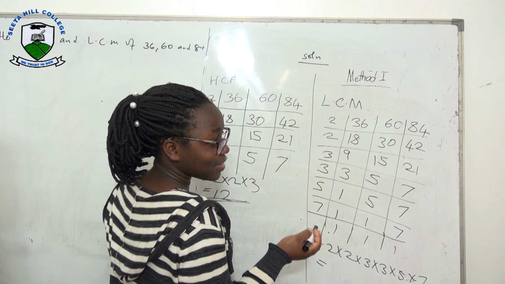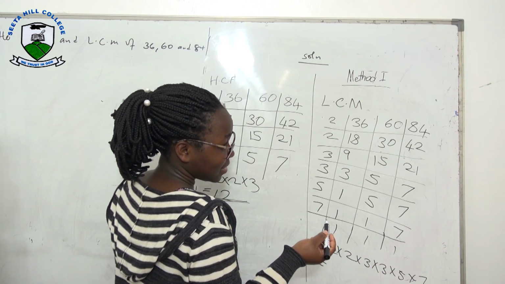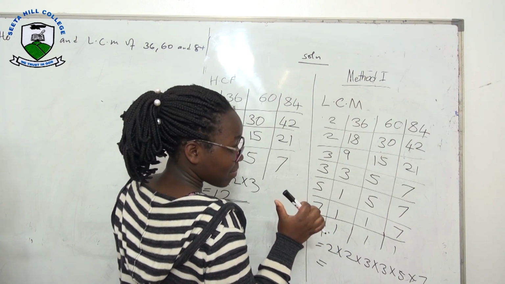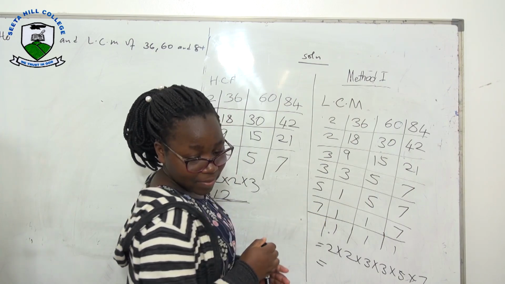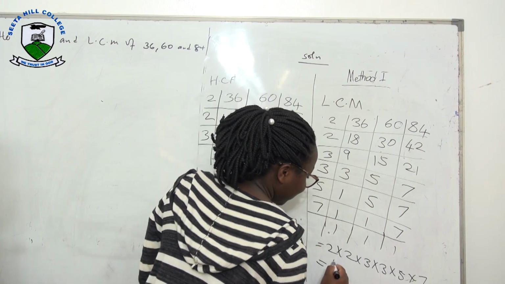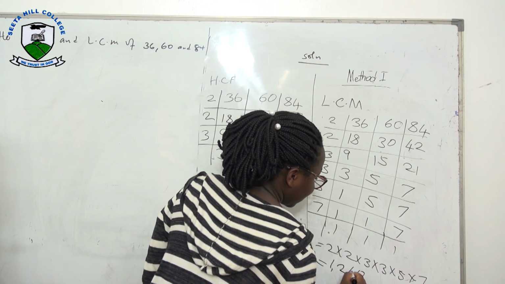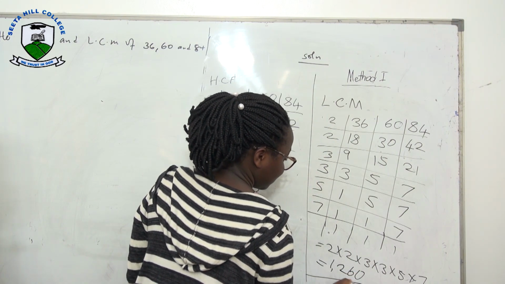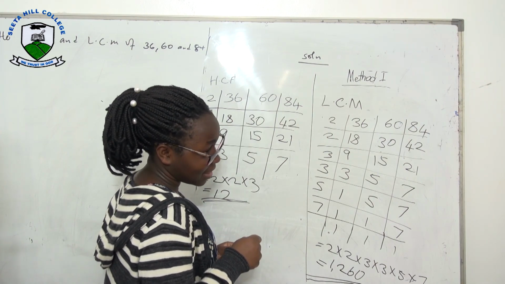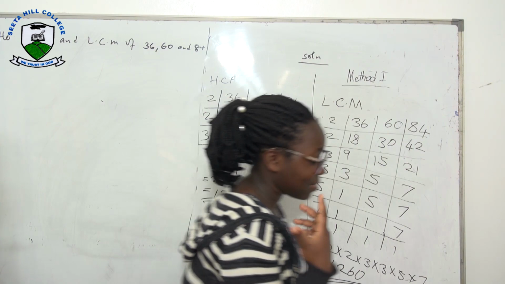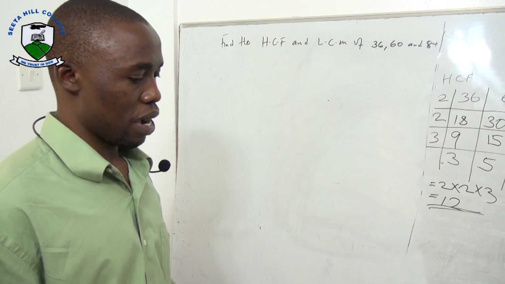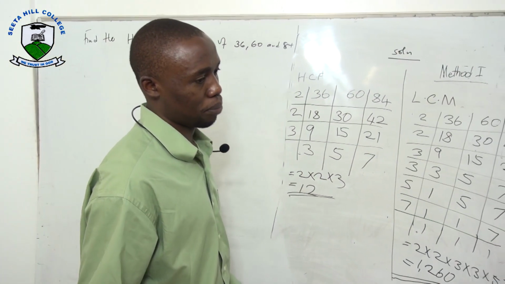2 times 2 times 3 times 2 is 4. 2 times 2 is 4. 5 times 3. Okay, I think the answer is 1,260. This is the LCM, according to this method. I don't know whether it's right or not. Even this method will be like... Yeah, that's correct.